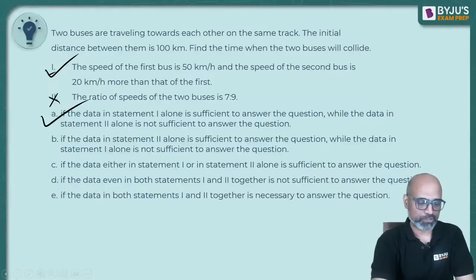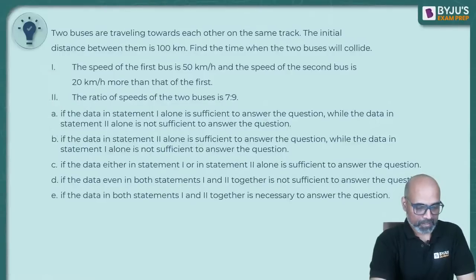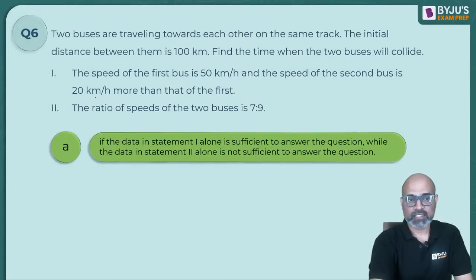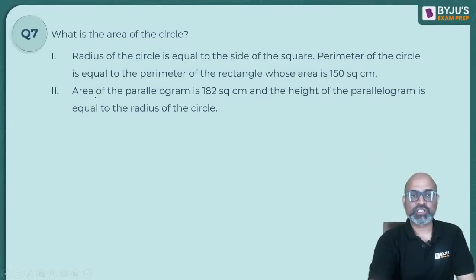रिलेटिव स्पीड टाइम का फॉर्मूला, राइट नरेश, राइट मयूर, A is the answer. Let's move to the next one.